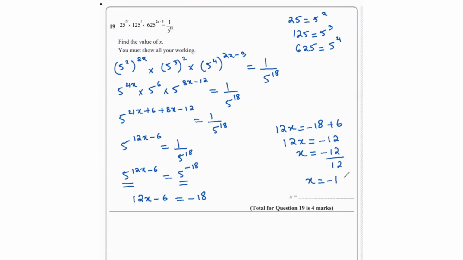When there's a power inside the bracket, outside the bracket, you multiply the powers. When similar bases are being multiplied, you add the powers. When similar bases are being divided, you subtract the powers. And we can bring a base from the numerator to the denominator or vice versa. And when you move the base, the power becomes negative. So these are all of the rules of indices that you need to know to solve such questions.